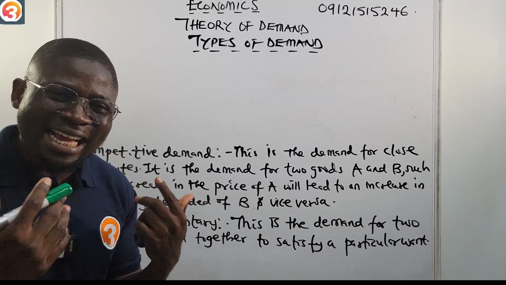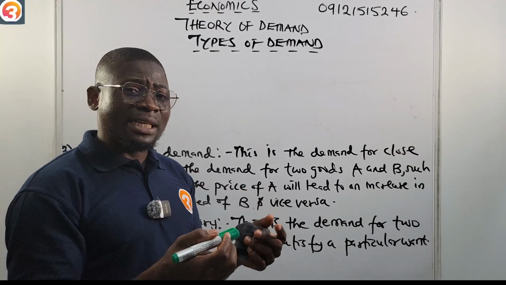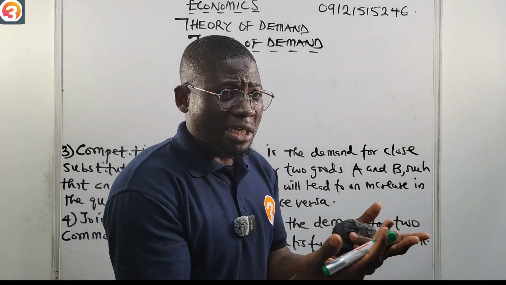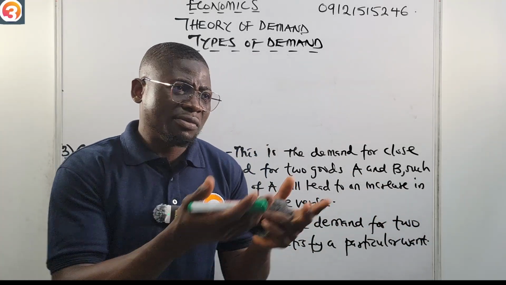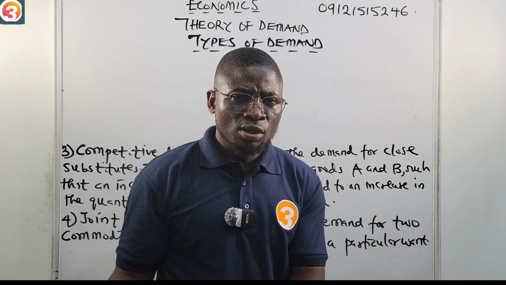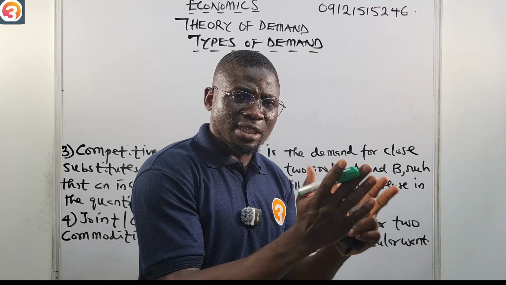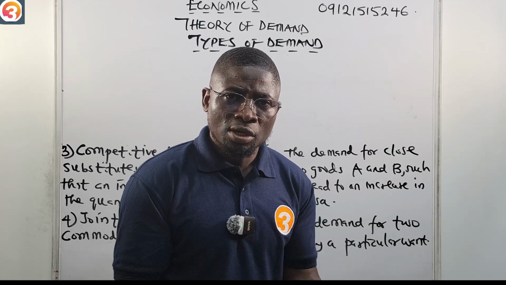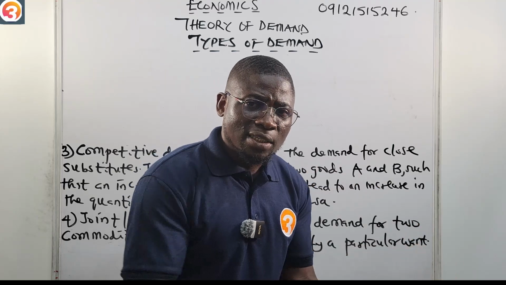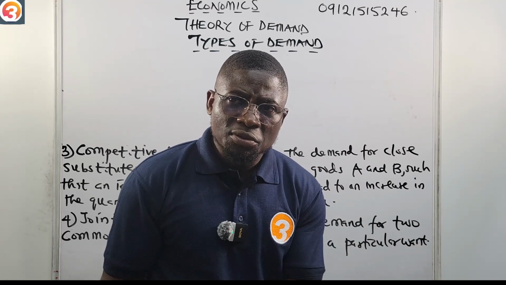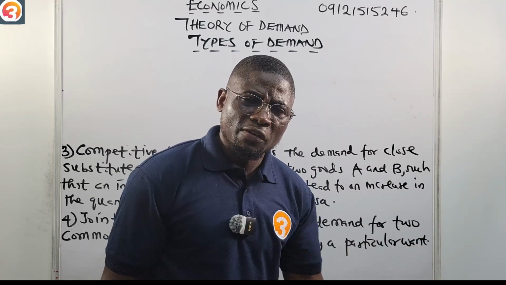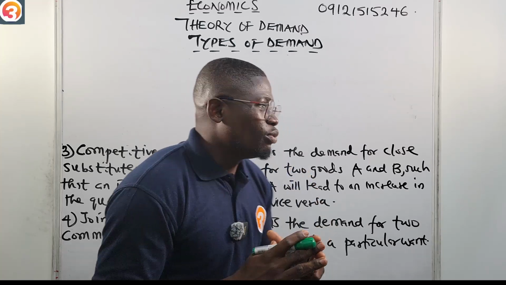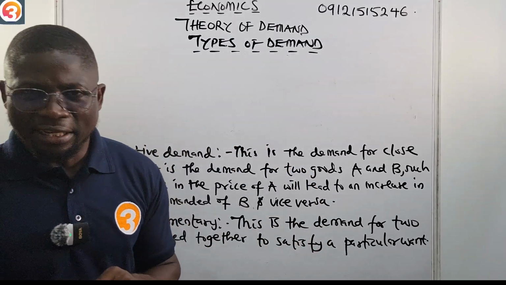We have many examples. What do you mean by substitute? That means that if this one is too expensive, you have another option. Instead of taking this one, why don't I buy this product? So you have two products, A and B, that serve the same function, the same purpose. Since this one is too expensive, let me go for this one. So that is competitive demand.